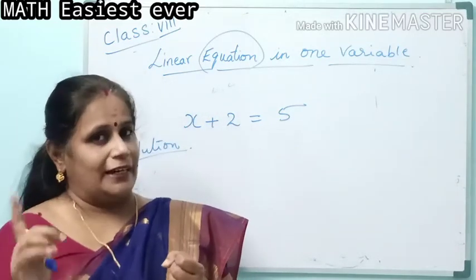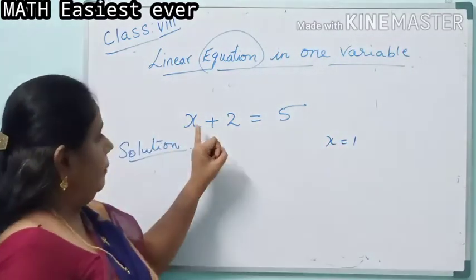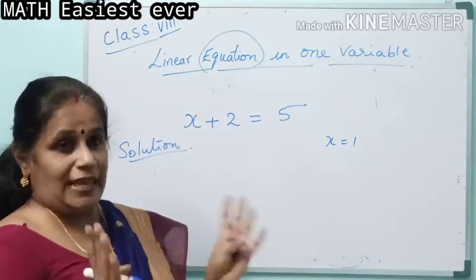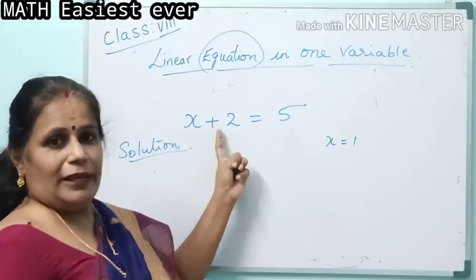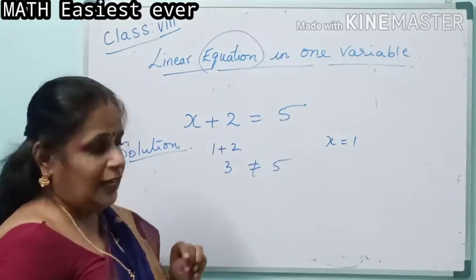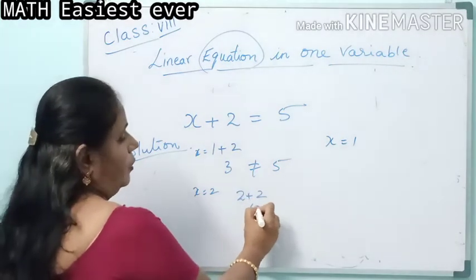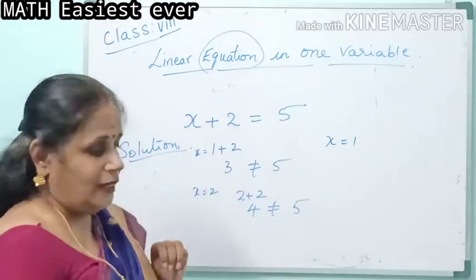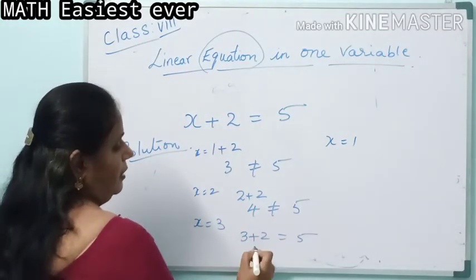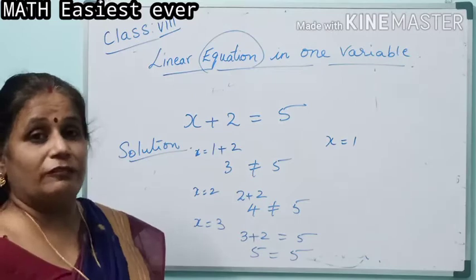You have the trial and error method. What I did now is a trial and error method. See, if I give x as 1, 1 plus 2. Solution means the left hand side and the right hand side should be the same. So if I give x as 1, 1 plus 2 is 3. 3 is not equal to 5, isn't it? If I give x as 2, 2 plus 2 is 4. 4 is also not equal to 5. If I give x as 3, then 3 plus 2 is equal to 5. So left hand side and right hand side are equal. So x is equal to 3 is the solution for the equation.